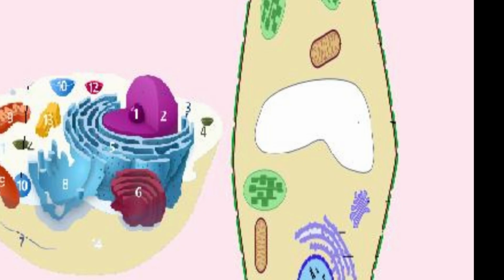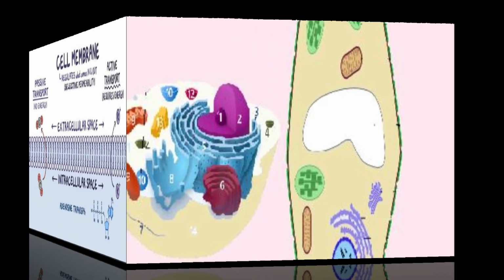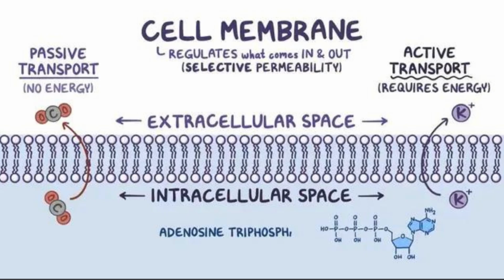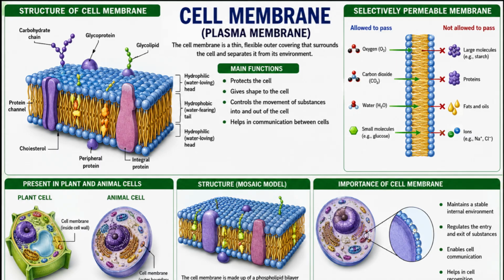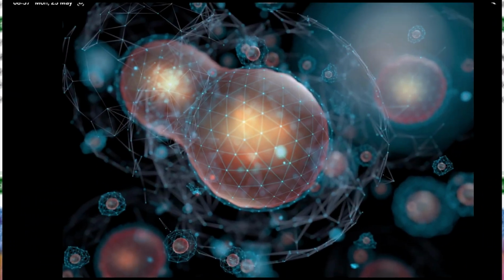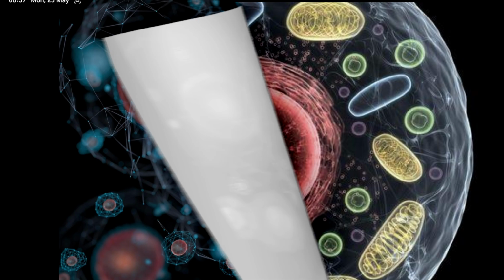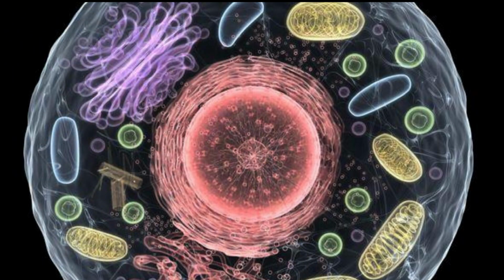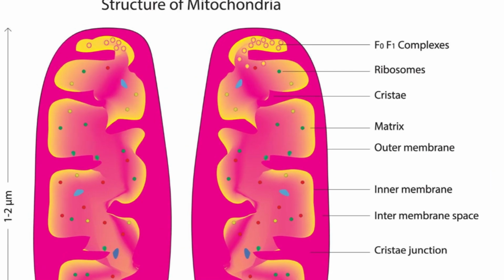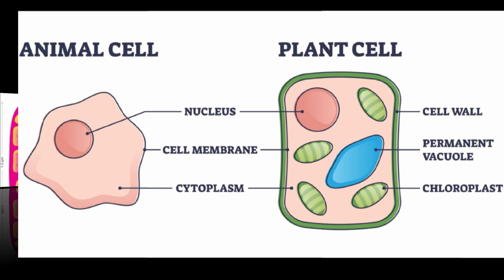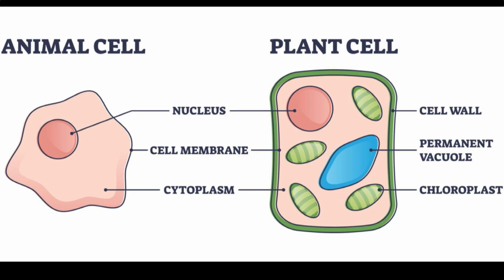Each cell contains several important parts that help it function properly. The cell membrane surrounds the cell and controls the movement of substances in and out. The nucleus acts as the control center of the cell, containing genetic material known as DNA. The cytoplasm is a jelly-like substance where many chemical reactions take place. Other organelles, such as mitochondria, ribosomes, endoplasmic reticulum, and Golgi bodies, perform specific tasks that keep the cell alive and active.